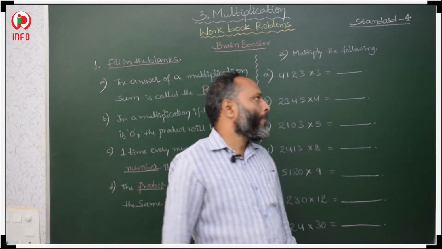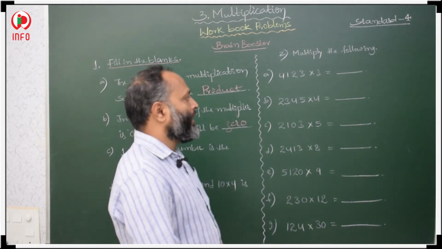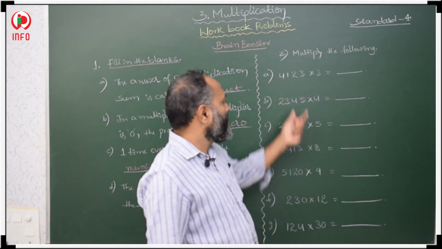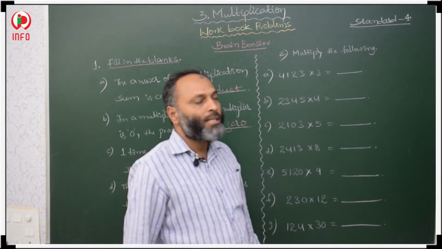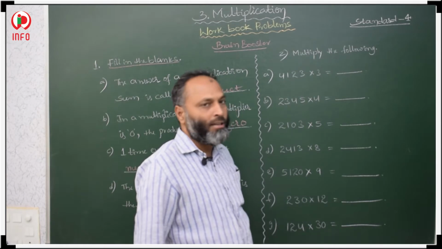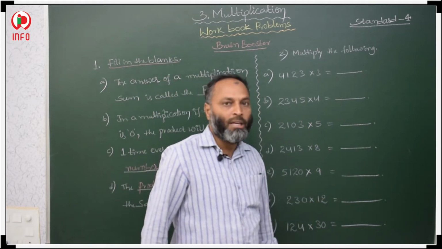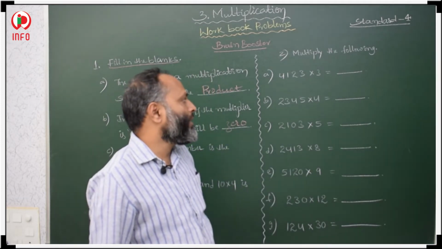Next, second question, multiply the following. Here, 3-digit and 4-digit numbers are given. These numbers we have to multiply with a single digit number: 3, 4, 5, 8, 9 till here are single digit numbers. From here onwards, 2-digit numbers we have to multiply with 2-digit numbers. So how to multiply a single digit number?